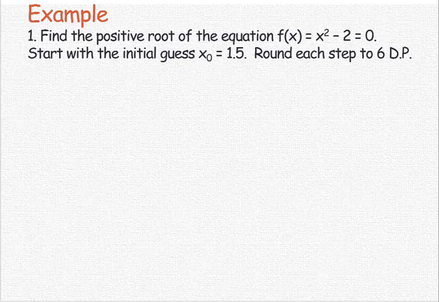Find the positive root of the equation f of x equals x squared minus 2 equals 0. Start with the initial guess x0 equals 1.5 and round each step to 6 decimal places.